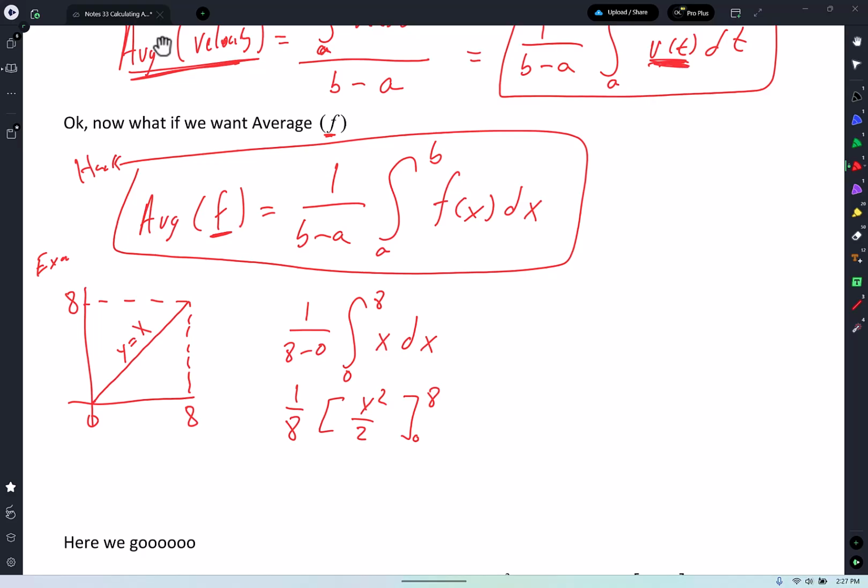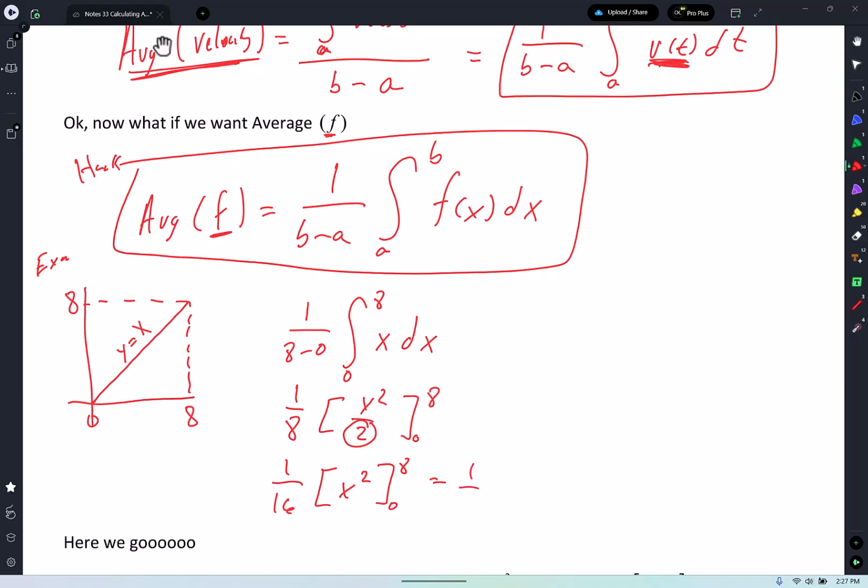If you're wondering what I'm doing, I'm using the formula. I want to see if the formula is going to give me that 4 that we did with intuition. I see a 2 in the bottom. Both terms are going to have it. I'm just going to take that out. 1/16 x squared from 0 to 8.